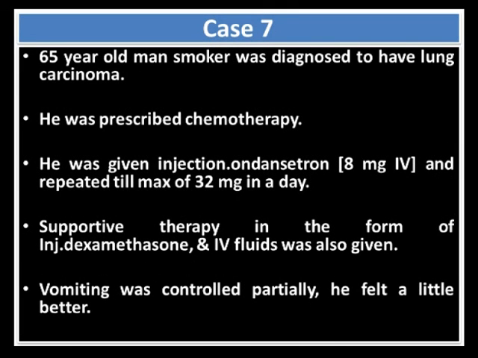The next case, number 7, is about a 67-year-old smoker who was diagnosed to have lung carcinoma. He was prescribed chemotherapy for that. He was given injection Ondansetron 8 milligrams IV, and then it was repeated up to a maximum of 32 milligrams in a day. Supportive therapy in the form of injection dexamethasone and IV fluids were also given. So you need to support chemotherapy associated vomiting with steroids, IV fluids, and so on. Vomiting was controlled partially. He felt a little better, of course.